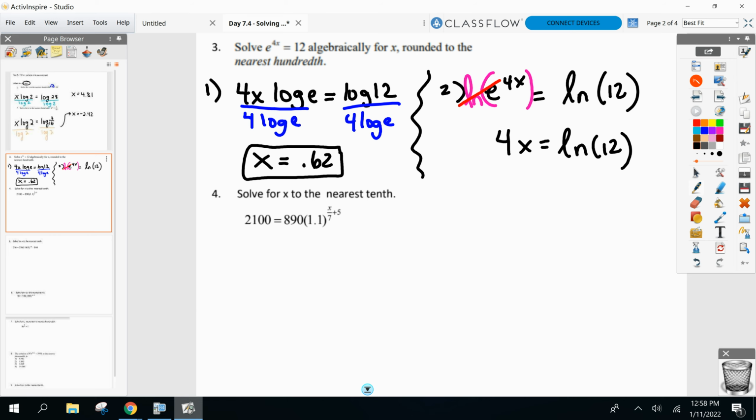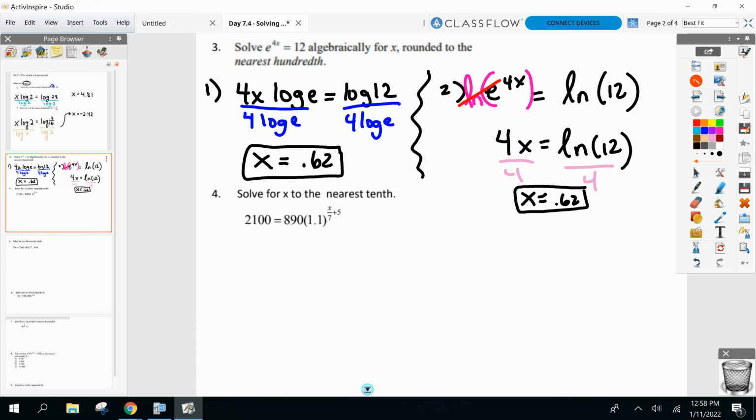Okay, so what do I still need to do on both sides here? Divide by 4, divide by 4. And then you'll see it's still equal to 0.62. I just like this way. It's just a little quicker than having to bring down the exponent, log both sides. I could just get rid of the E right now by taking the natural log. And that's only for a base of E. Only for a base of E. Questions from you?